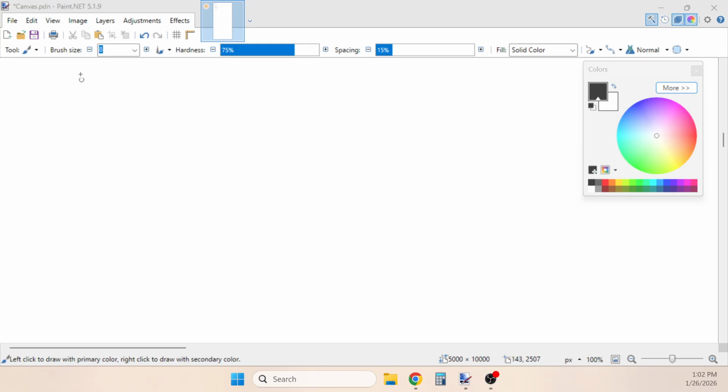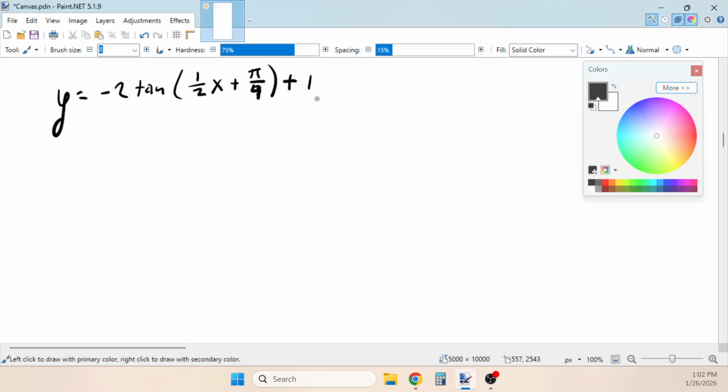Okay, so something that we could do is maybe like y equals negative 2 tangent of, let's say, 1/2 x plus pi over 4. Plus 1. Okay, this is something we might do.